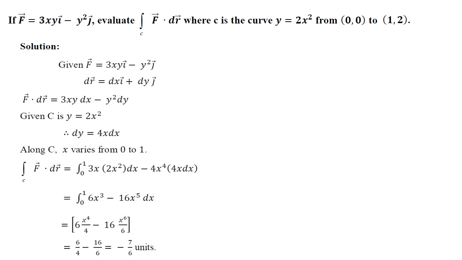Therefore, dy is going to be 4x dx, and they have also given that the points x varies from 0 to 1. Therefore, the integral of f vector dot dr vector is going to be the integral in the limits 0 to 1 of 3x(2x square) dx minus 4x power 4 into 4x dx. Therefore, while simplifying, we will be getting the value of 6x power 4 divided by 4 minus 16x power 6 by 6. So, this is going to be equal to minus 7 by 6.